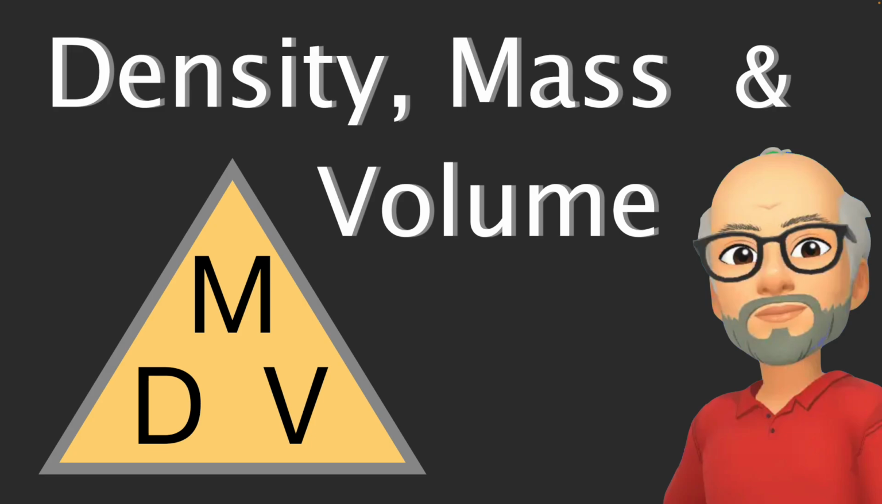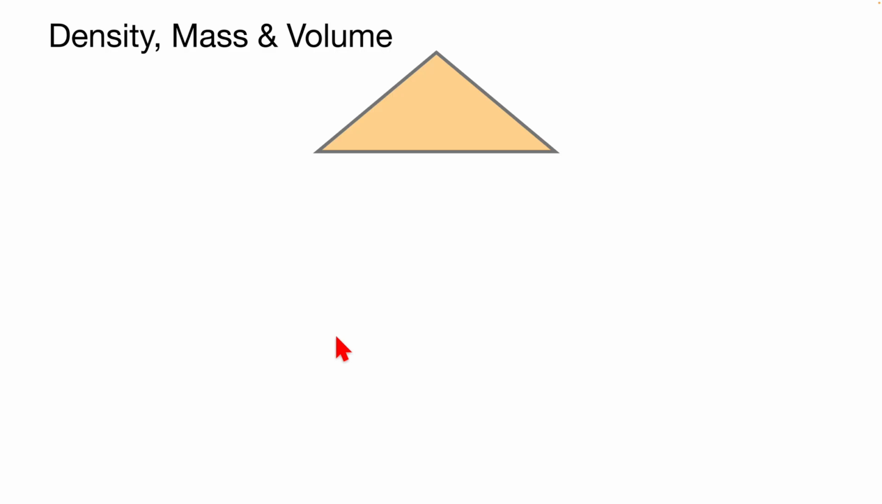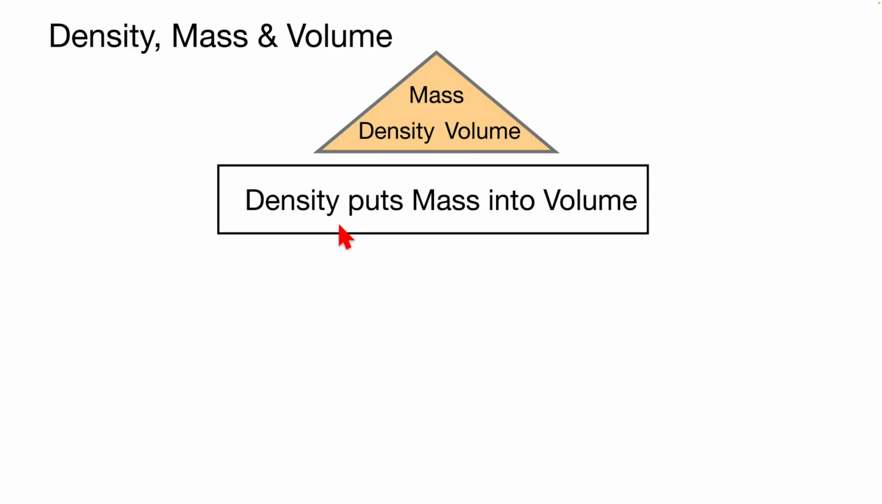Density, mass and volume form this delightful magic triangle. Now let's just reconsider. Density is mass over volume. Essentially, density tells you how much mass you get for a given volume of a material. So density puts mass into volume. Density is measured in grams per cubic centimetre, for example.